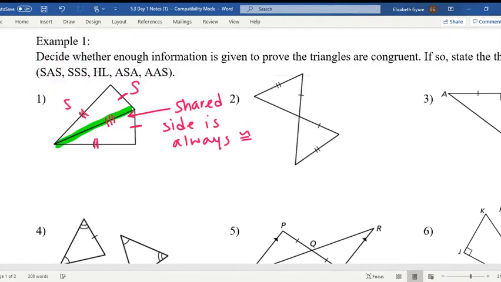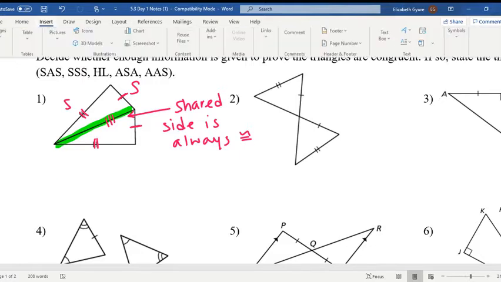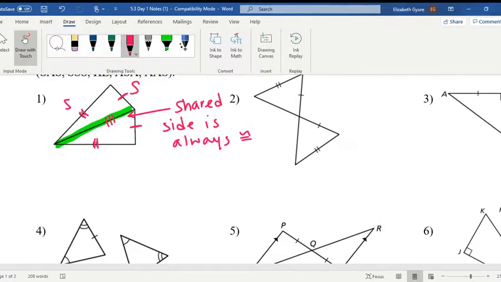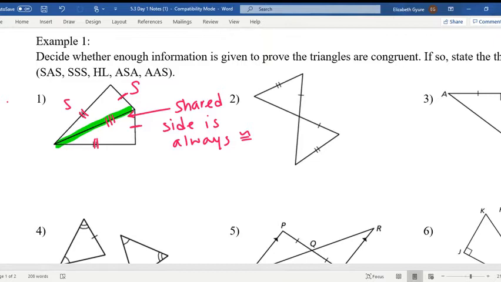So what do we think? Is this going to be side, angle, side, or side, side, side? Yeah, because here was our third side. And again, if you label it, can we clearly see SSS? That's why I really encourage you guys to label it like this. So this has to be yes, by side, side, side.